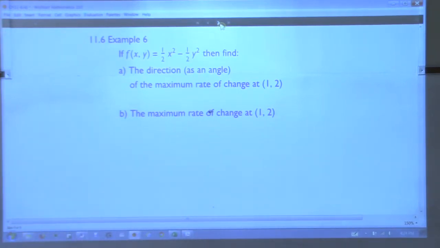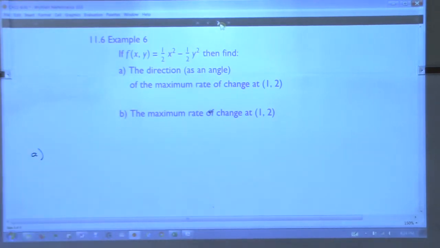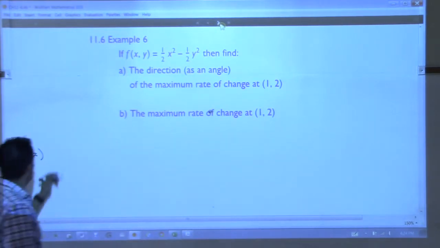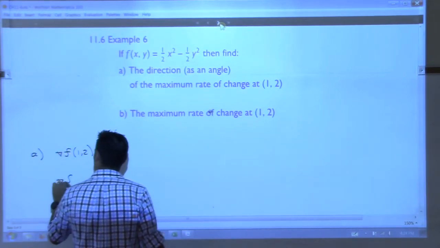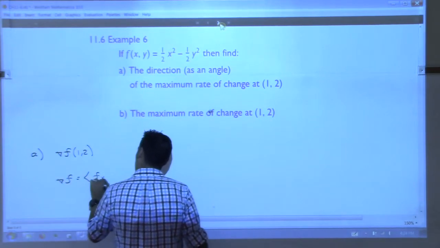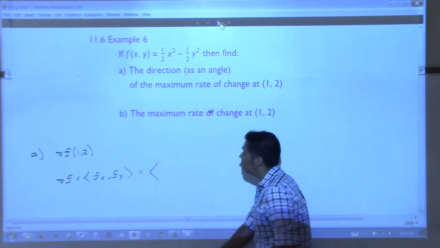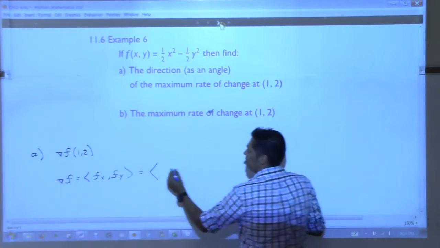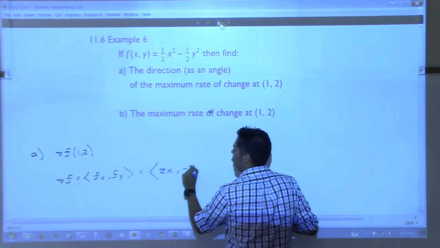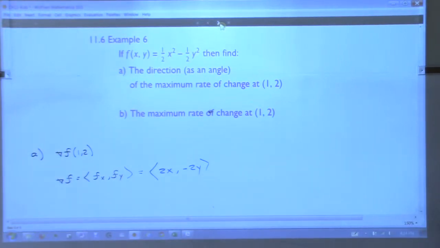All right, so part A, what do I need to calculate? The gradient at 1, 2, right? This is what I want. I want the gradient of this function at the point 1, 2. So let's first get the gradient, which is the vector of the partials. Are these partials easy? Oh, these partials are easy, aren't they? So 2x, and then the other one's negative 2y, right? I think that's about as easy as it gets in terms of partials.